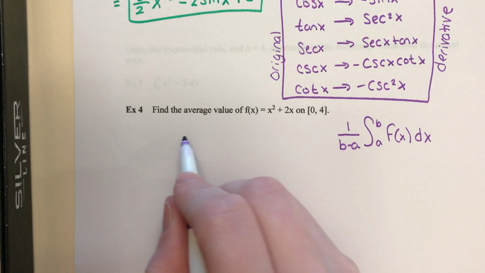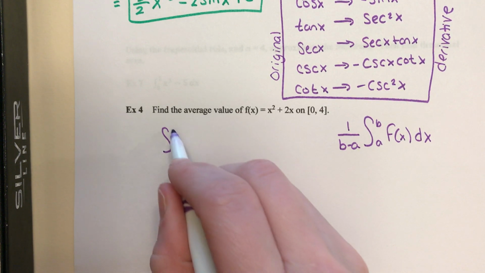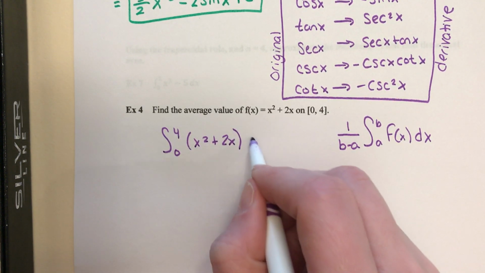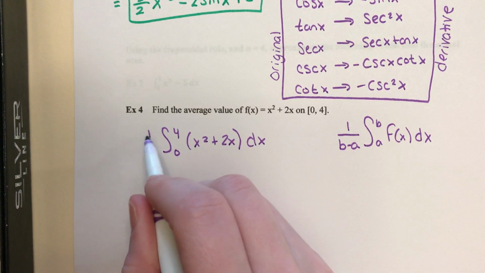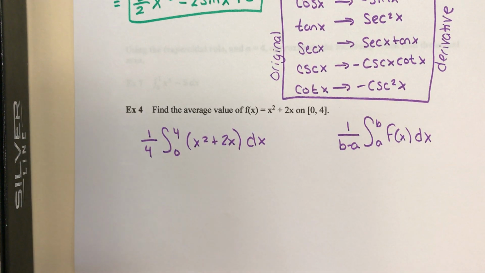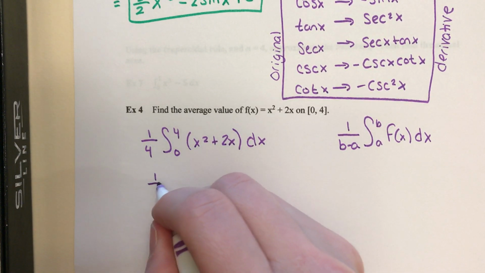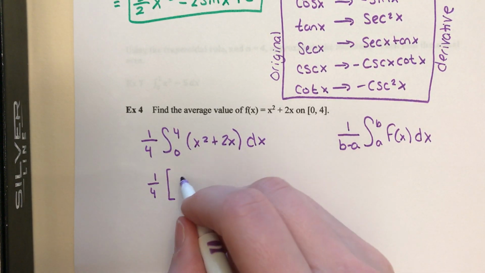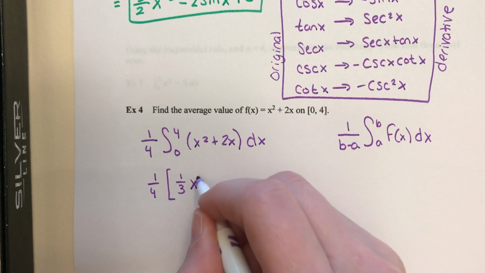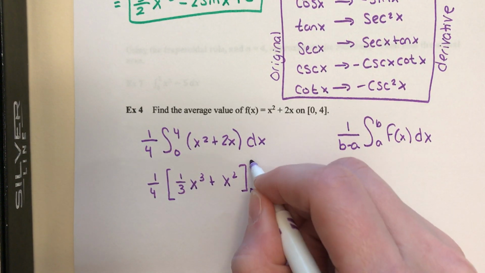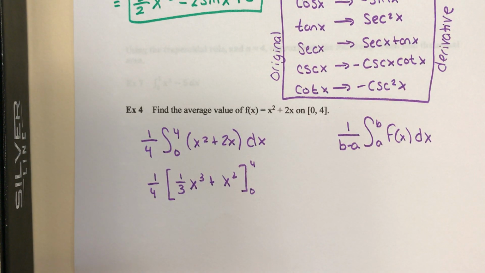I'm going to go from 0 to 4. My function is x squared plus 2x. And when I'm done, I'm going to divide by the distance between 0 and 4, so that's 4. Okay, so now I'm going to take my integral. I'm going to bring down this 1/4. I'm going to add and divide all the way across, so that's 1/3 x to the third plus x squared. I don't need a plus c because I'm going to evaluate this from 0 to 4.